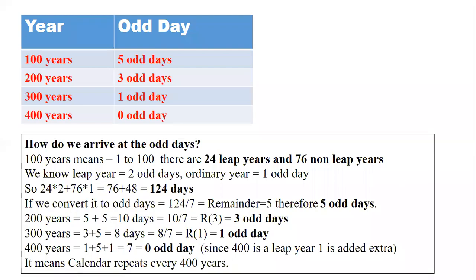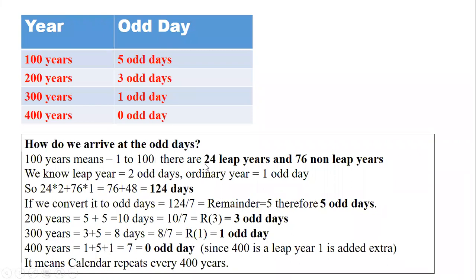In order to find out the day for a particular date, before entering into that concept, we need to find out the number of odd days for century years. Because we know for a normal year, it is one odd day. For a leap year, it is two odd days. So we are taking for 100 years, from 1 to 100, how many odd days will be there?